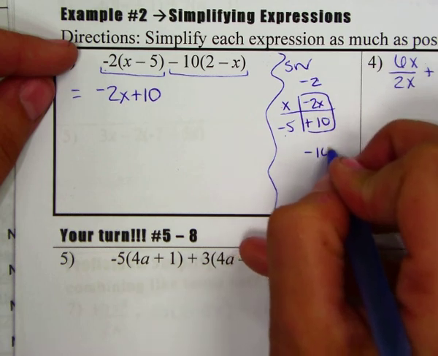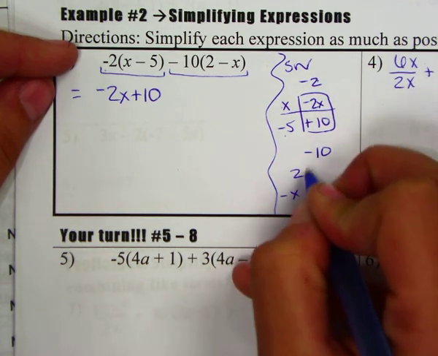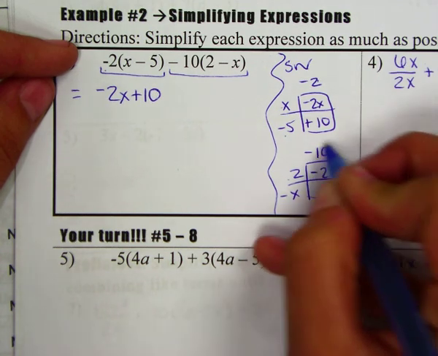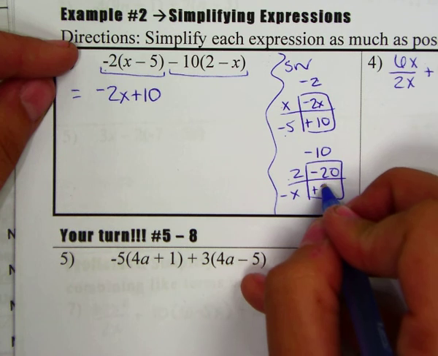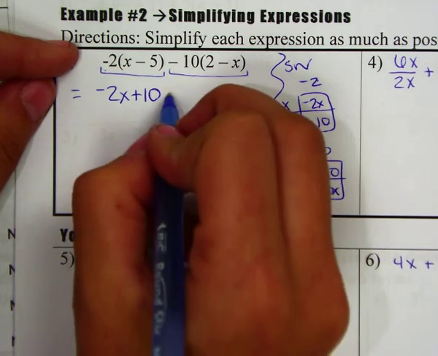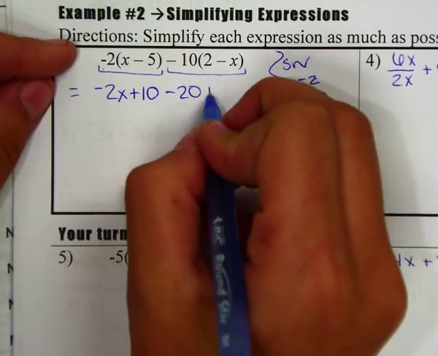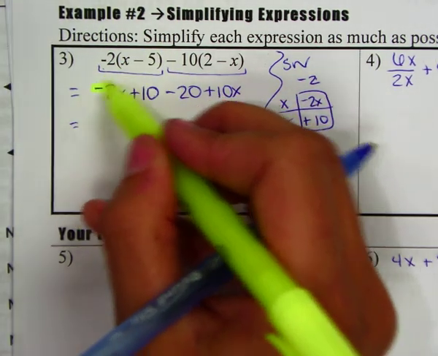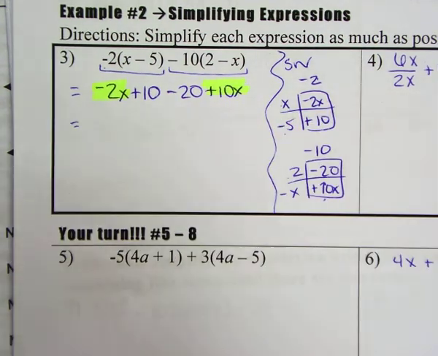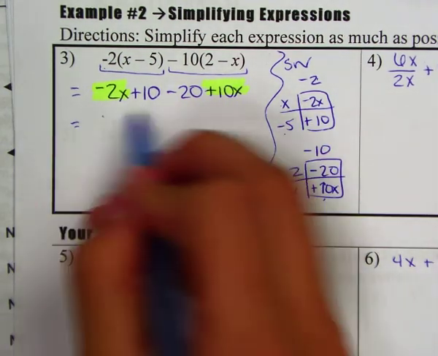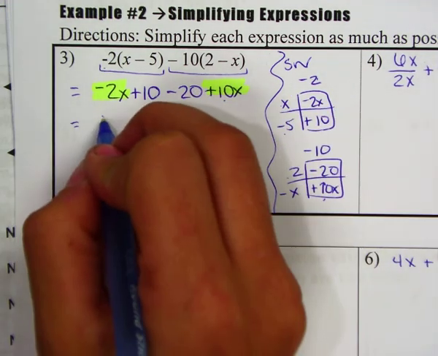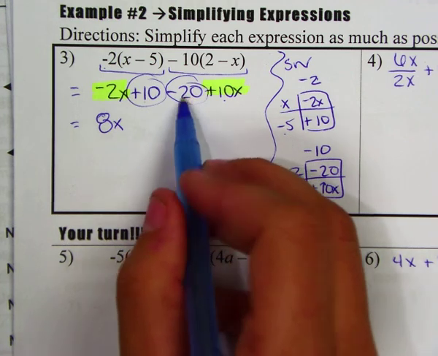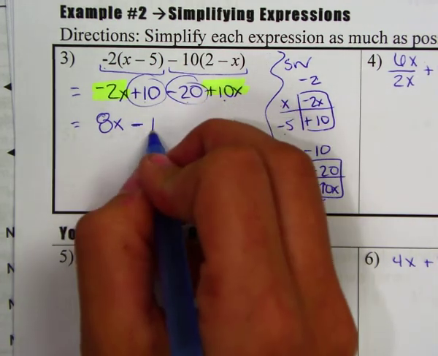Next, I'm going to distribute -10 to 2 minus x. -10 times 2 is a -20. -10 times -x is a +10x. Rewrite this, -20 plus 10x. Now I'm going to combine like terms. See, these are my x's. -2x plus 10x is a +8x. +10 minus 20 is a -10.